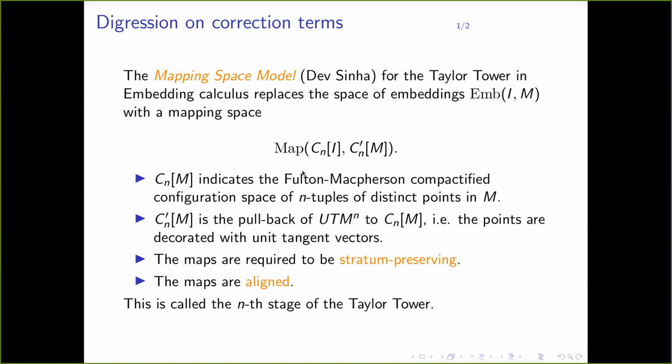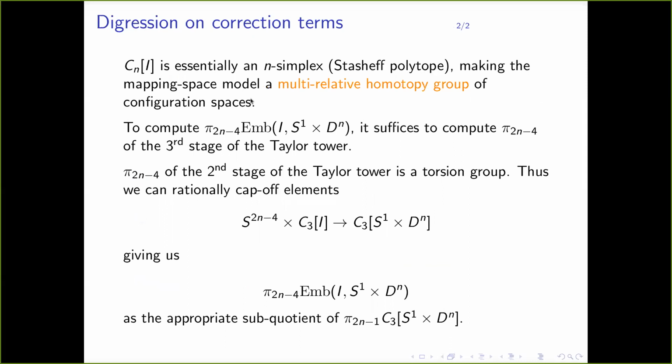And because the configuration space of an interval is basically a glorified n simplex, it's called the Stasheff polytope. That means that this embedding calculus is like a multi-relative homotopy group. For certain purposes, that embedding space is really just this mapping space of a simplex of the right dimension into this configuration space of points in S1 cross Dn.